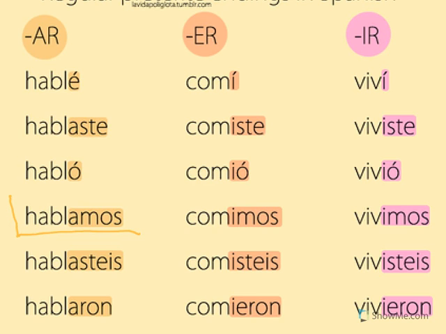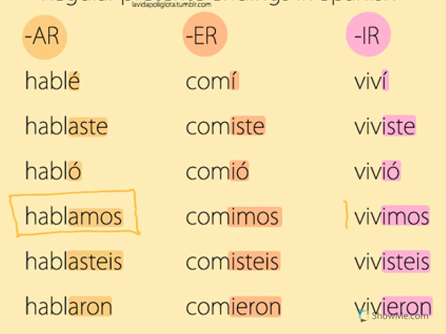What tells you which one is the past tense for the nosotros form and which one is the present for the nosotros form is the context. Nosotros hablamos mucho. We speak a lot. Present. Ayer nosotros hablamos con José. Yesterday we spoke to José.